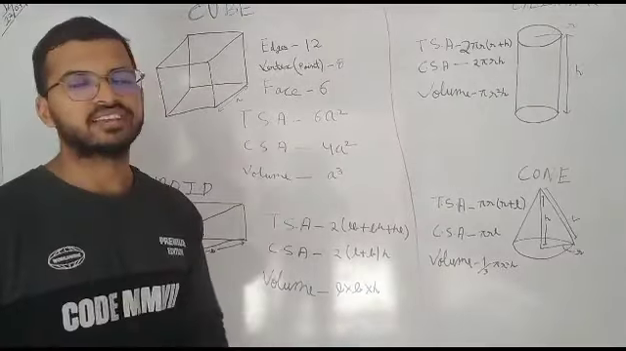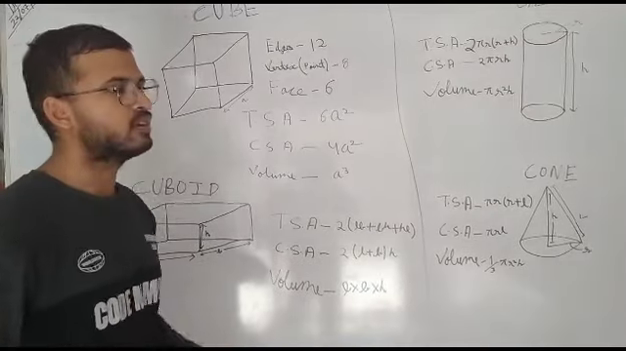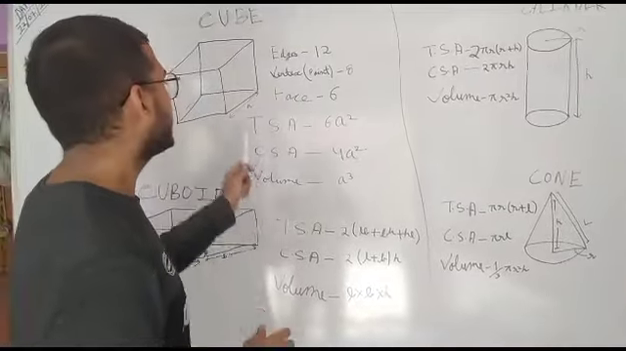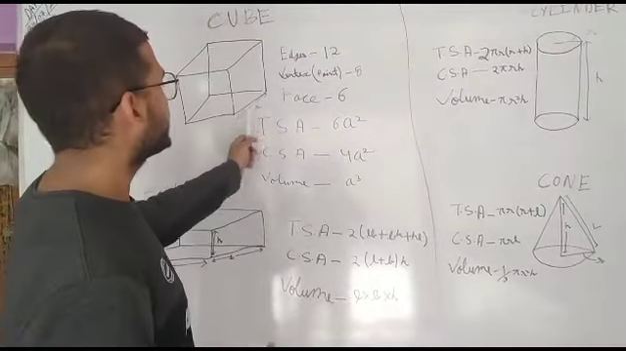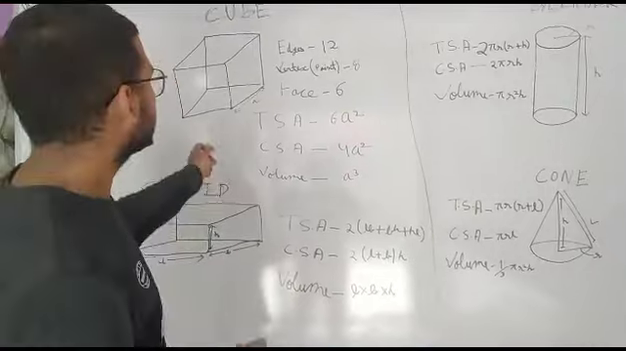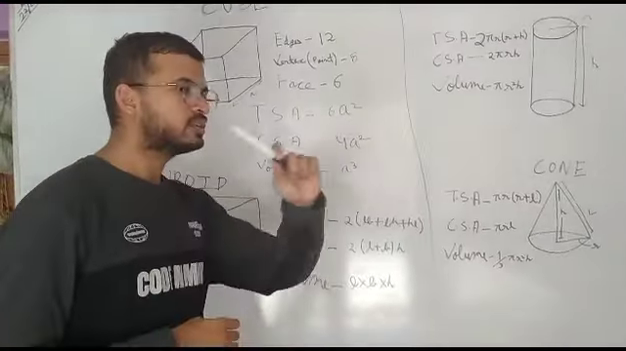CSA means curved surface area or lateral surface area. We have to remove the top and the bottom one, so 4 faces are left. The CSA is 4A square and the volume is base area into height. So the base area is A into A, A square, and the height is also A. So the volume is A cube.